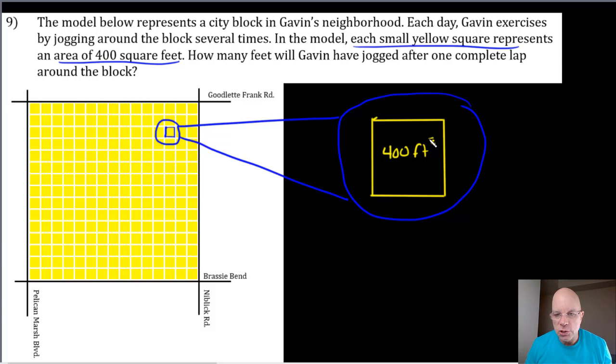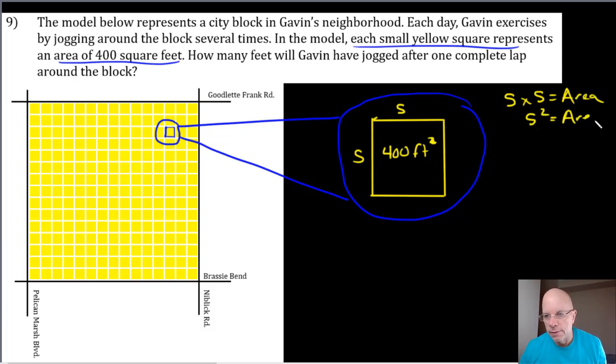And we know that for any square, the sides are the same, so we could just use S to represent the side length. The equation for any square would be side times side equals area, or side squared equals area. Or in the case of our square, side squared equals an area of 400.